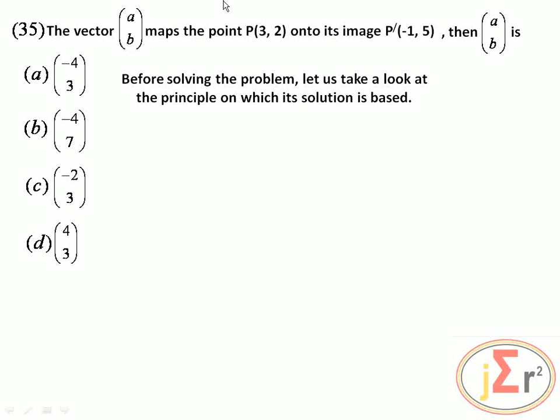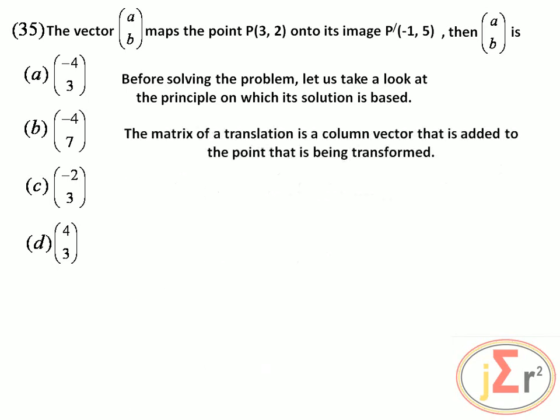So we say that this vector maps this point onto this one. Now, in which transformation do we use a vector to map one point to the other? It is said that the matrix of a translation is a column vector that is added to each point that we are transforming. Therefore, we are sure that we are talking about a translation. And what is the principle? The matrix of a translation is a column vector that is added to the point that is being transformed. So that is the principle that we are going to use to solve this problem.